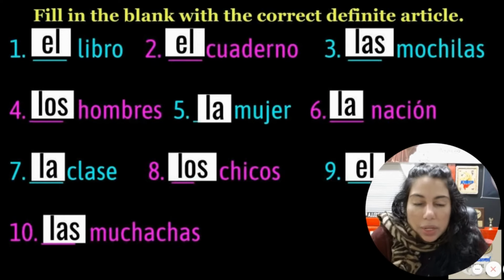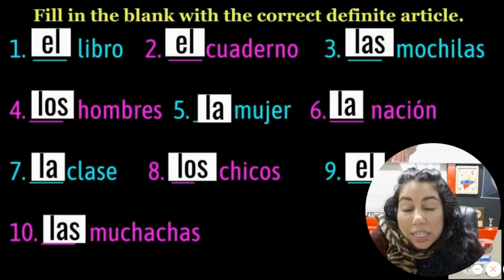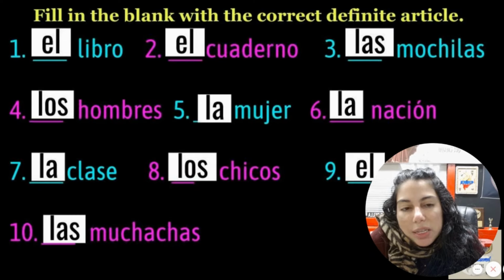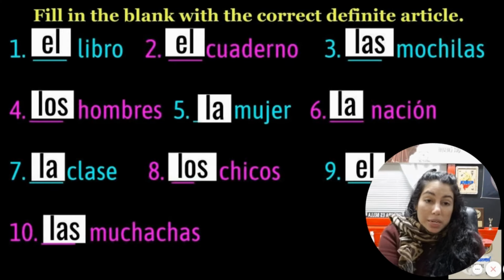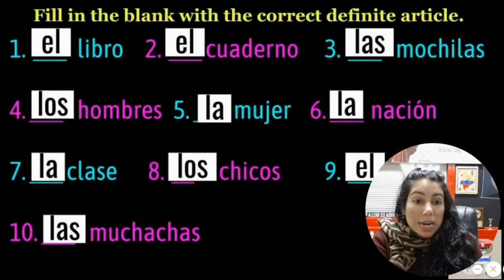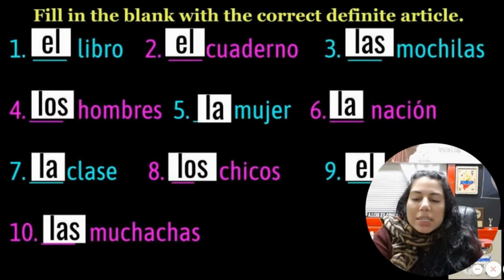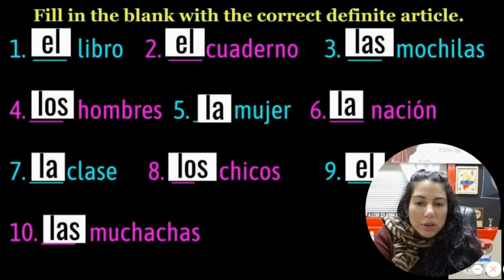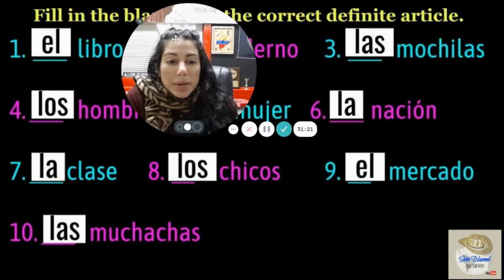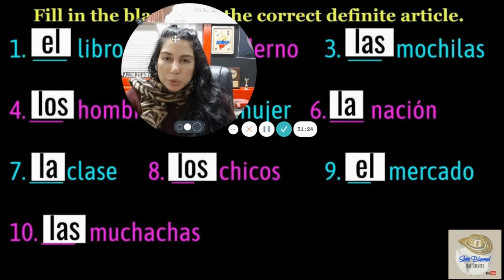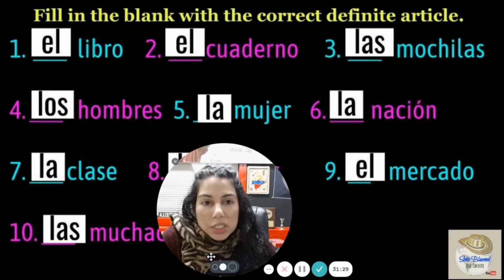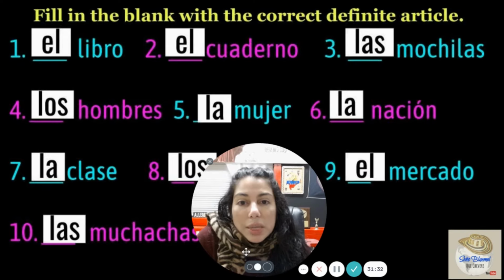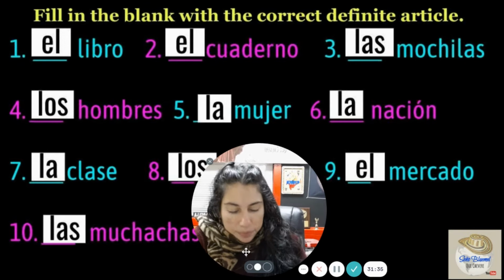La nación, we say la nación, so that's one of those words that you might think would be el because it kind of ends in n. But that word right there is feminine and singular, so you would say la nación, the nation. La clase, los chicos, the boys. El mercado, the market. Las muchachas, the girls, the young girls. So that's what it means when it asks you to fill in the blank with the correct definite article.